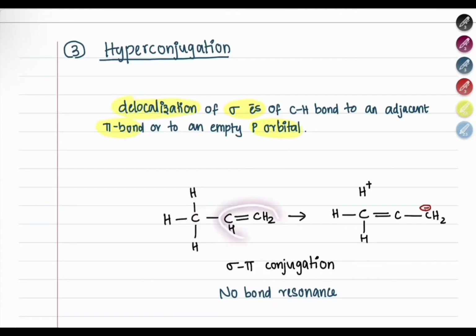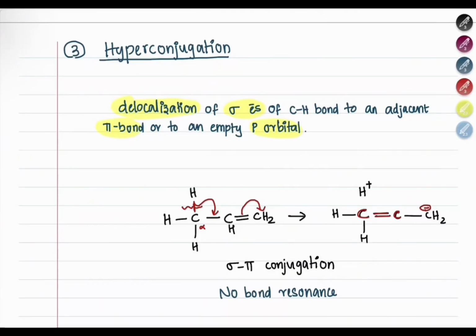Suppose we have C double bond C in our molecule, and adjacent to that we have a carbon which is having hydrogen. The carbon adjacent to the C double bond C, we will call it alpha. So if there are hydrogens on the alpha carbon, that means there is a possibility for hyperconjugation. How will it happen? This CH bond will break, and this bonding electron will move in between these two carbons, and this pi bond will break, and you'll get a C double bond C and a negative charge on this carbon. Okay, so this is what is meant by hyperconjugation.